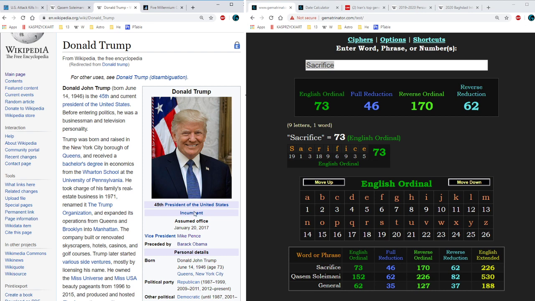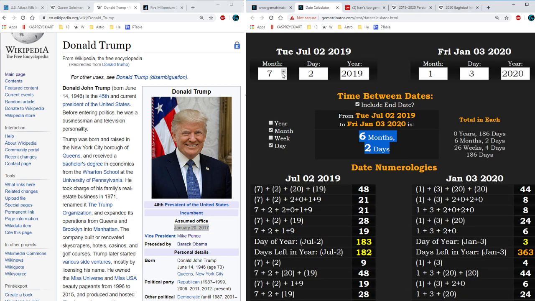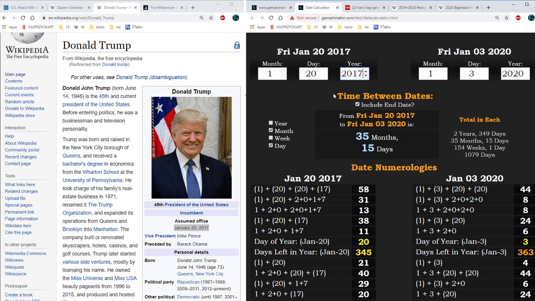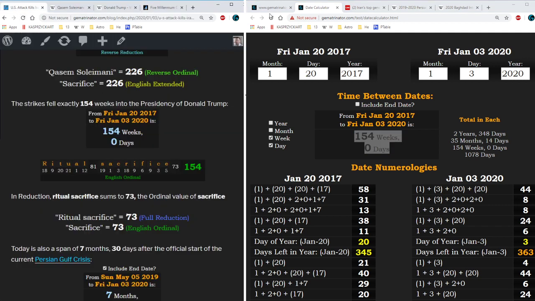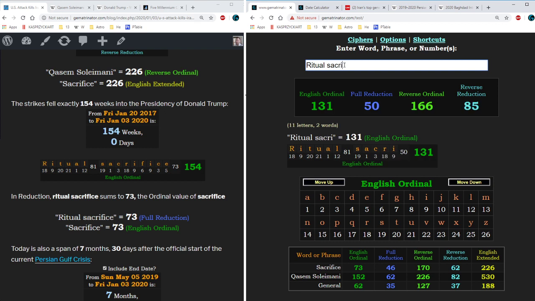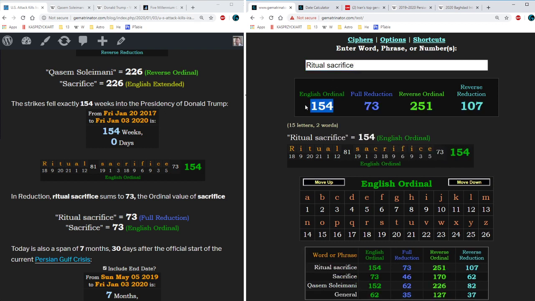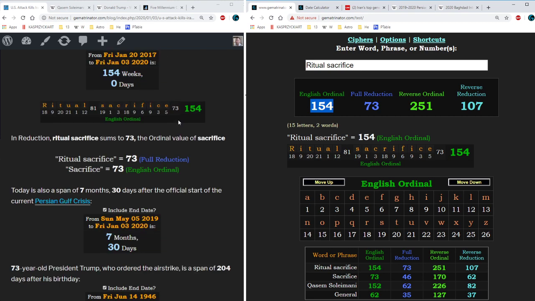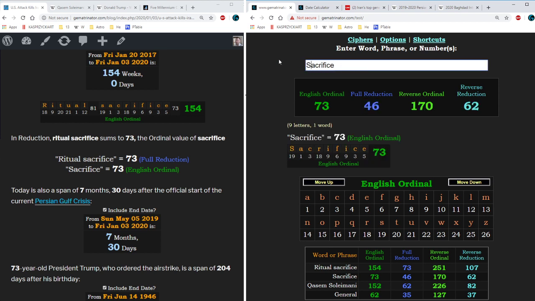Donald Trump was sworn into office on Inauguration Day, January 20th of 2017. Meaning that measuring from that date to the date of the attack is exactly 154 weeks. Using the standard alphabetic order, the phrase ritual sacrifice sums to 154. Notice how this same phrase sums to 73 in reduction. This is the same value as the word sacrifice, 73.